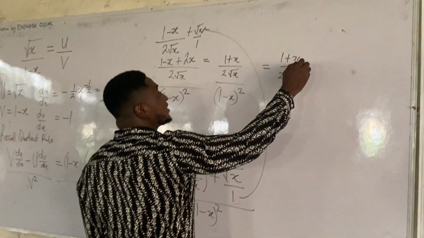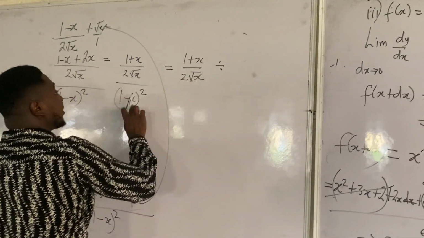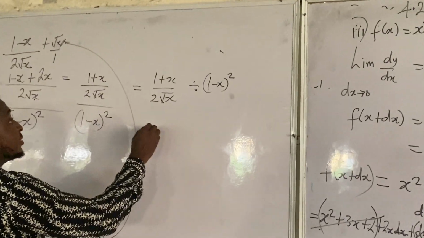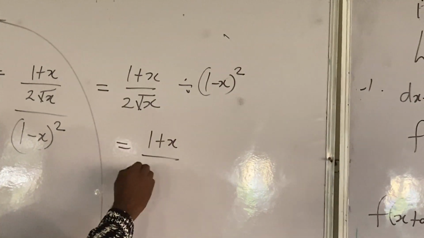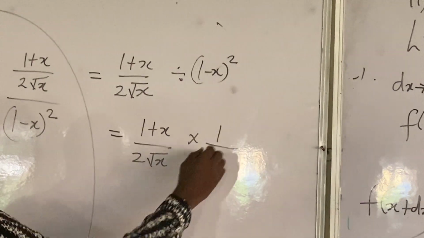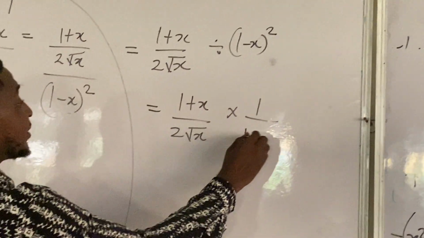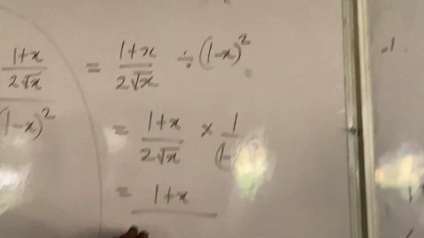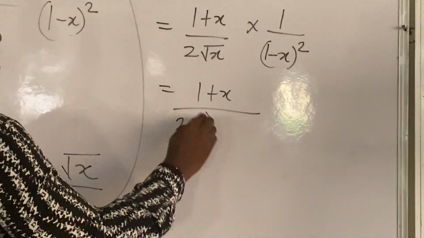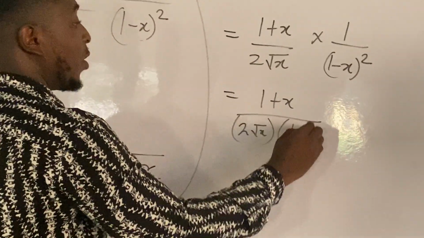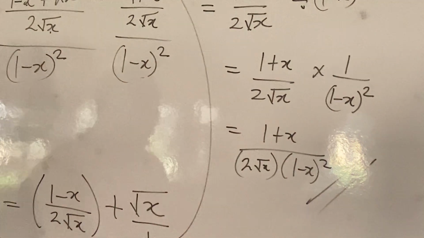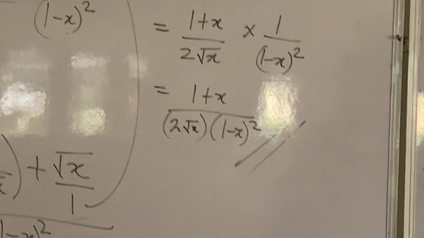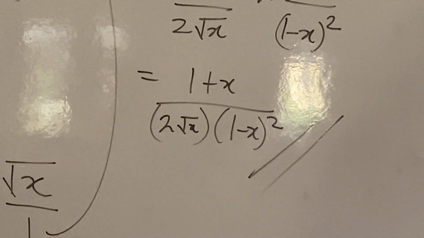1 plus x all over 2 root x divided by 1 minus x all squared. When you multiply, it will be 1 plus x all over 2 root x times 1 all over 1 minus x all squared, giving you 1 plus x all over 2 root x into bracket 1 minus x all squared. At this point you can't go further. Final answer: 1 plus x all over 2 root x into bracket 1 minus x all squared.